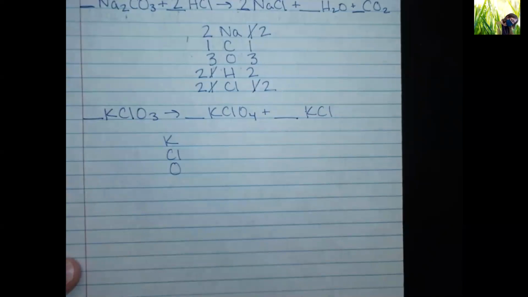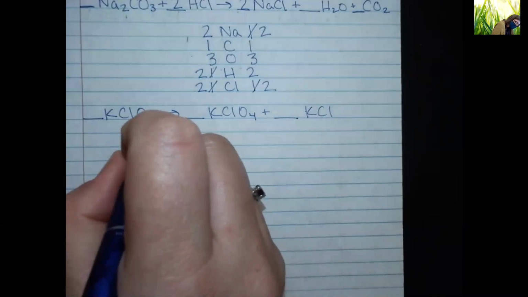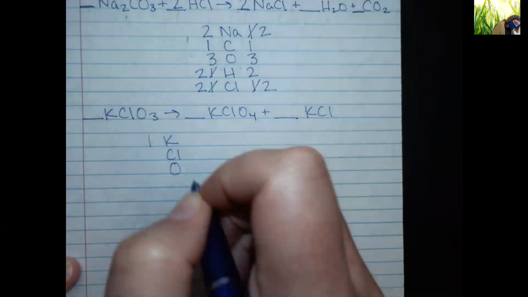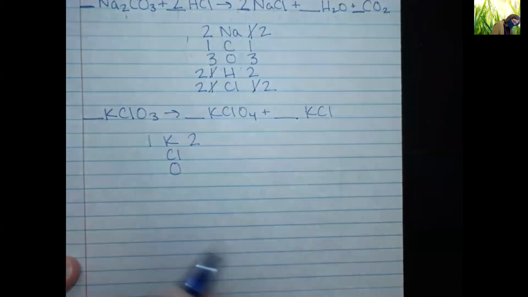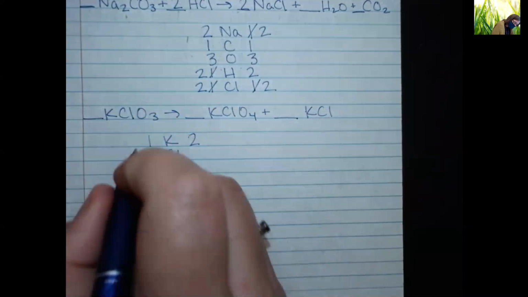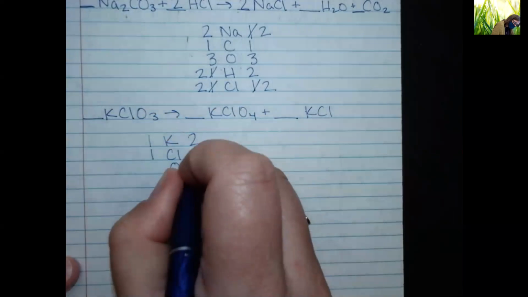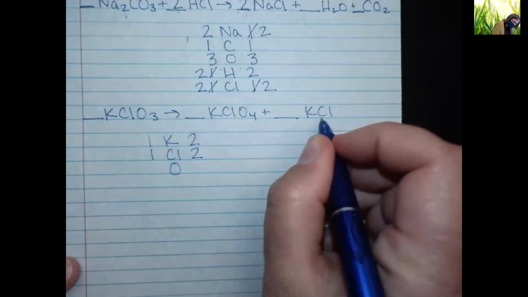All right, how many potassiums do I have on the left side? How many on the right? 2. 1 here and 1 here. How many chlorines do I have on the left? How many on the right? 2 as well. I got a chlorine here and a chlorine here.